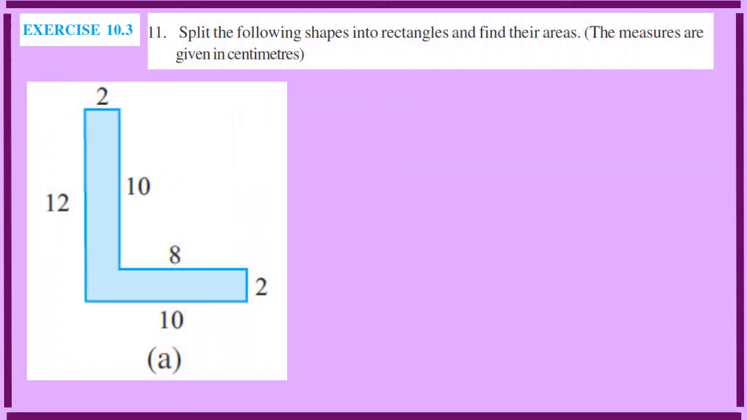Again, split the following shapes into rectangles and find their areas. Measures are given in centimeter. This is also a very, very simple one. Just one cut, we can divide it into 2 parts. You can cut here also. Like that also you can partition it. So here, that is the first rectangle, second rectangle.